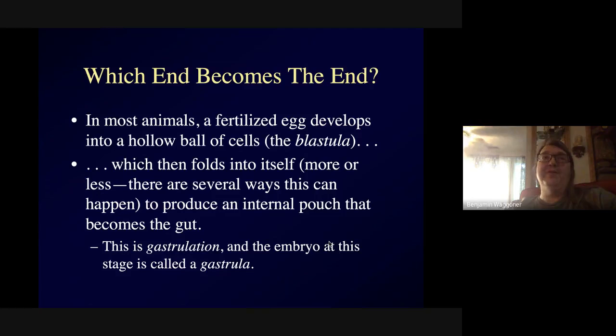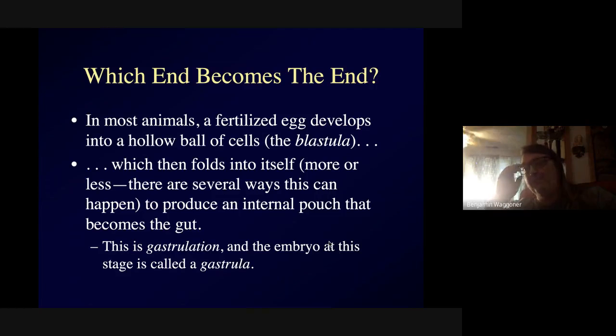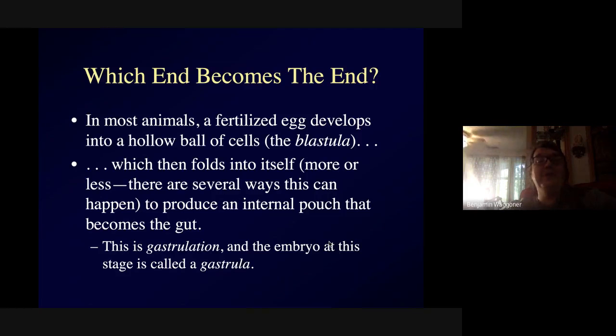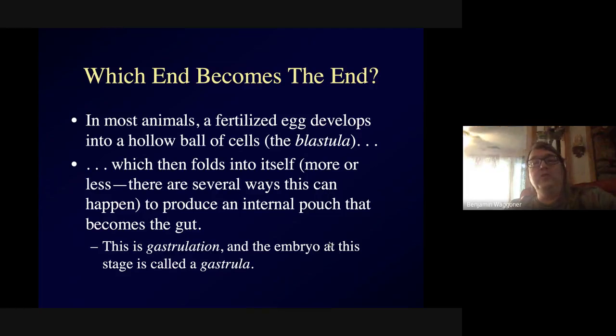There's actually several different ways in which this can happen. There's a lot of variations on the theme. But they end with the production of an embryo with this pouch that will become the gut. The process is called gastrulation. And at that stage, the embryo is called a gastrula. So the blastula is basically a hollow ball of cells that folds into itself, undergoes this gastrulation process, and at the end of it, you've got a gastrula. Gaster, of course, is Greek for stomach, so a gastrula is a little stomach thing.